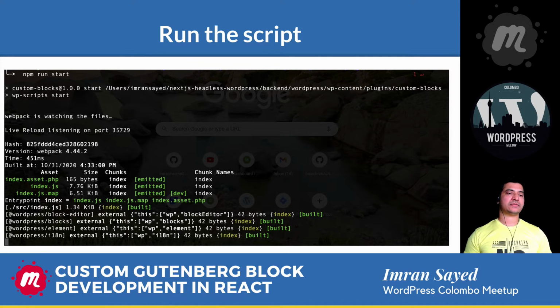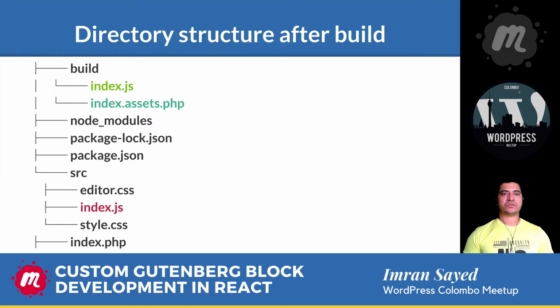Okay, so let's run the npm run start again, and now you can see something interesting over here. There is actually one new file, if you notice. The first file that says index.asset.php. Now what is this? I didn't see that file before. How is it outputting a PHP file and it's dealing with JavaScript? Let's find out. Okay, so directory structure changed a little bit this time since we added our custom block. So now we have something called index.asset.php. So what's the use of that?